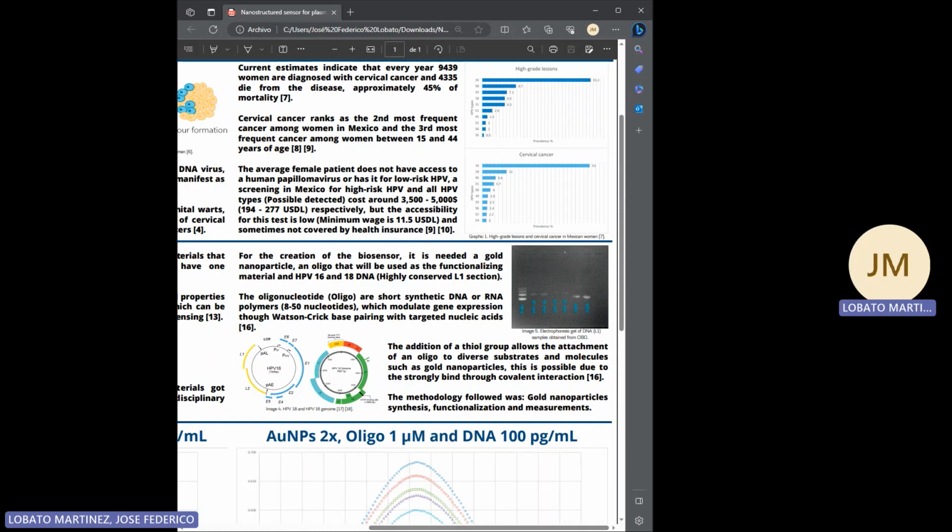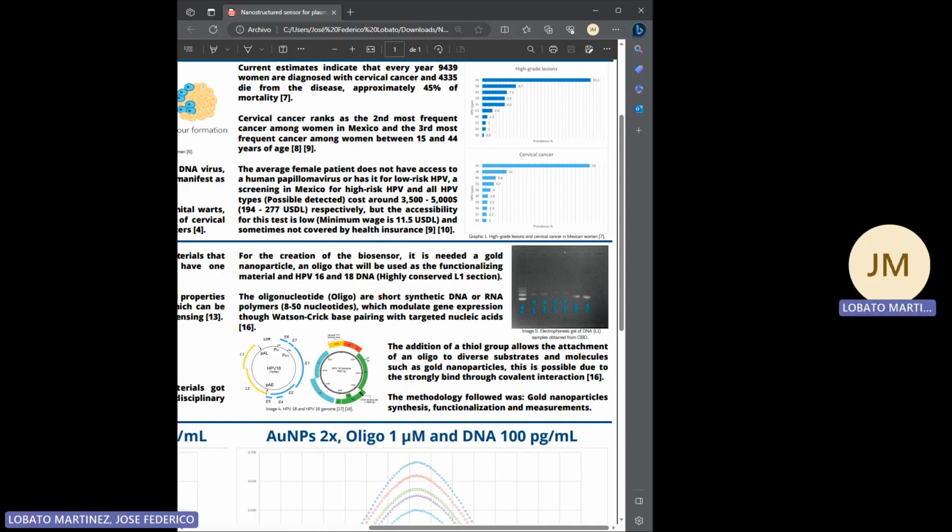This L1 section is part of the envelope of the virus. This envelope is left on the body as a residue of the infection of the virus. The oligonucleotide, or oligo, are short synthetic DNA or RNA polymers, which can be from 8 to 50 nucleotides. The one that we're using is around 12 base pairs.